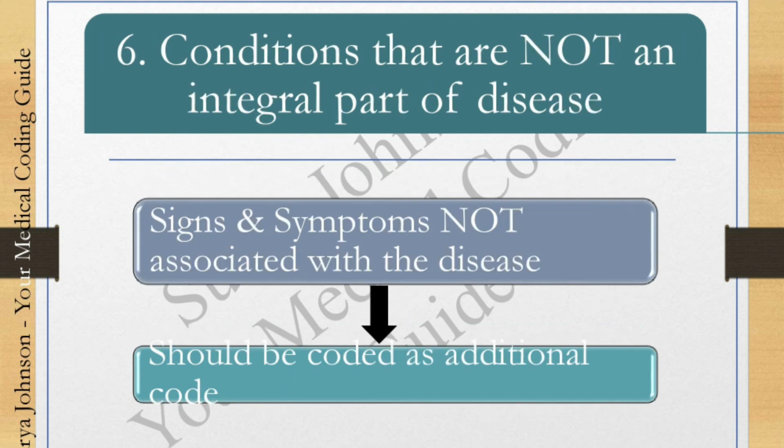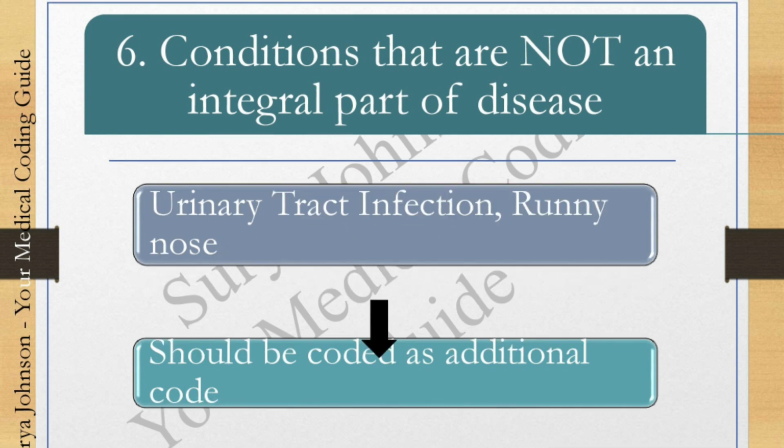Sixth one, conditions that are not an integral part of the disease. We already discussed this before in the 5th point. Signs and symptoms not associated with the disease should be coded additionally. For example, the same UTI, urinary tract infection, and runny nose. In this case, the patient's runny nose is not an integral part of urinary tract infection. It is totally different. So we will code the urinary tract infection and also the runny nose. Hope you got the point.